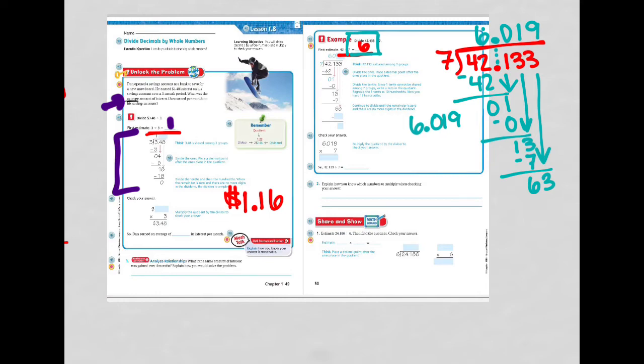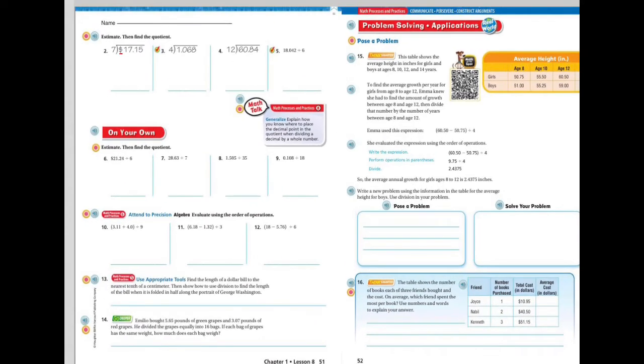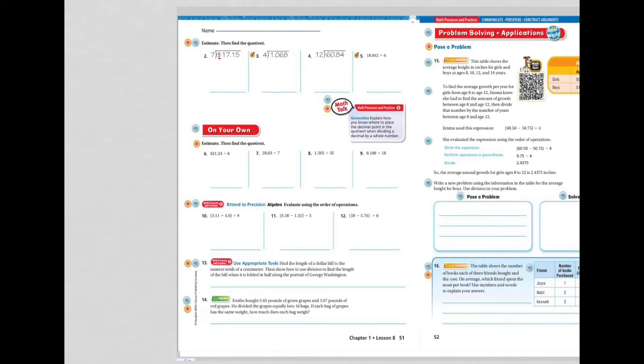Let's go ahead and go to the next page. We'll go to page 51. And if you need to pause this at any time so that you can complete taking notes, go ahead and do that and come back. Let's look at this first one, number 2. I know I have a dollar sign there, but I'm going to go ahead and draw a line over that. I don't want to use the dollar sign until I get to the answer. I don't want that to be confusing in any way.